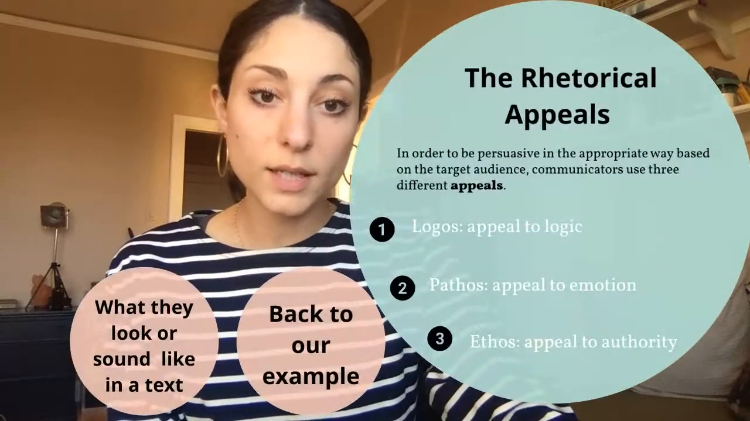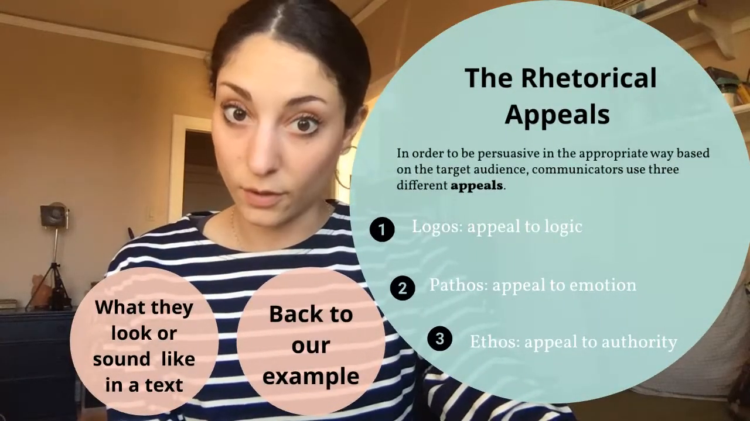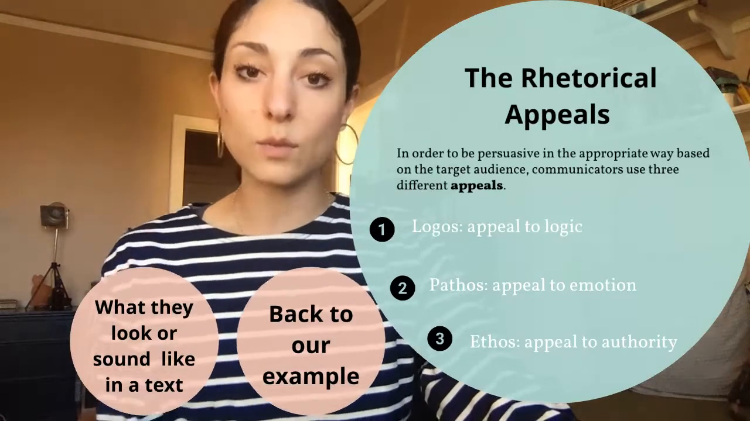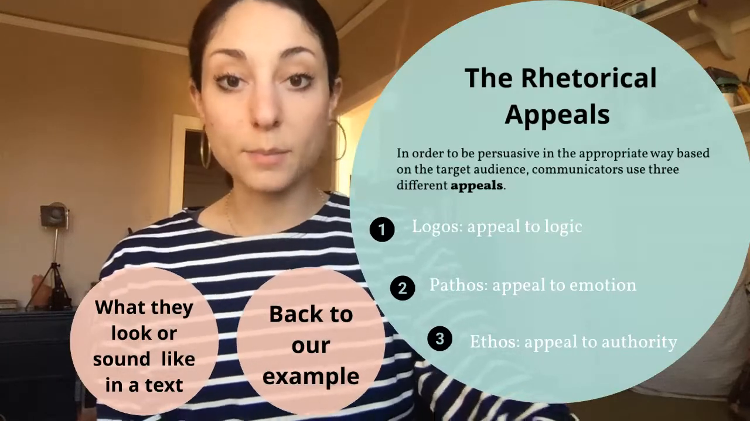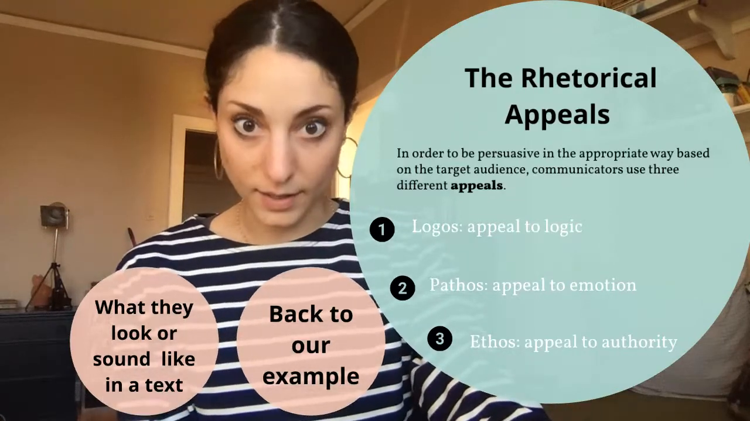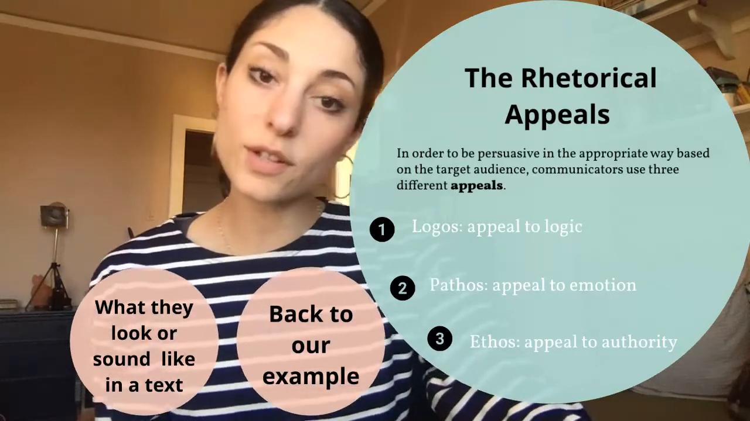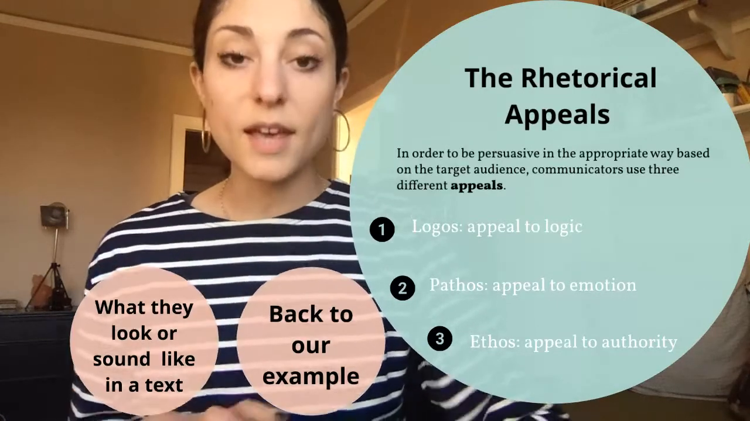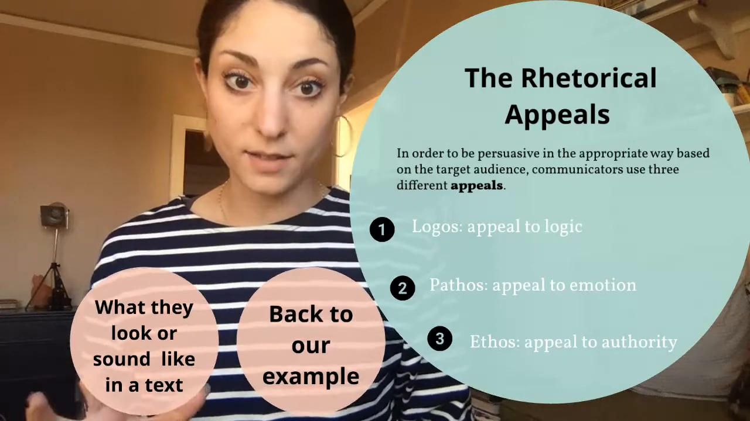Okay. So now that we kind of understand rhetorical situation, which is essentially the context surrounding the text, we're going to move on to rhetorical appeals. There are three kinds of rhetorical appeals, and rhetorical appeals are basically the ways in which a communicator can appeal to the target audience, right? So these are going to comprise the elements in the text.